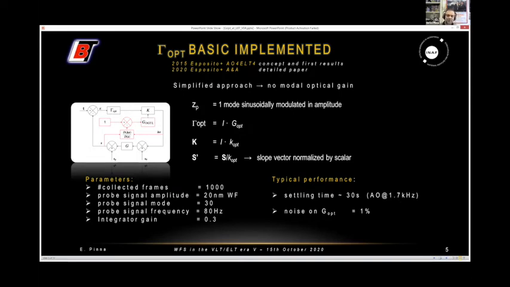Here, for example, we choose mode 30, because the higher the mode, the further out of the atmosphere disturbance you are. But we don't want to be too far from the spatial order on which we applied the non-common path aberration, in order to be sure that we are calibrated on the non-common path aberration modes. And then we have the frequency of the modulation, here 80 Hertz, and the integrator gain that we set at 0.3. With this set of parameters, what we found typically is a settling time of our auxiliary loop of about 30 seconds, and the noise on g_opt on a bright target is about 1% or less.